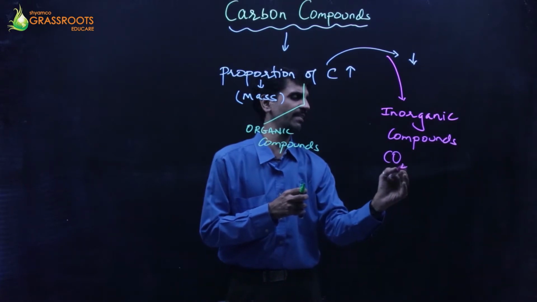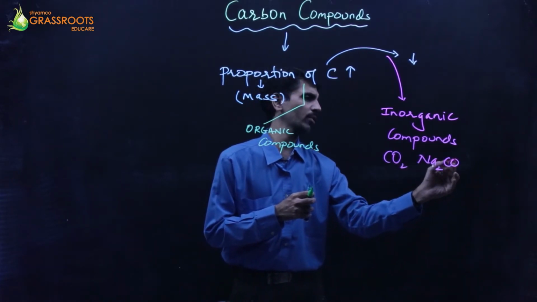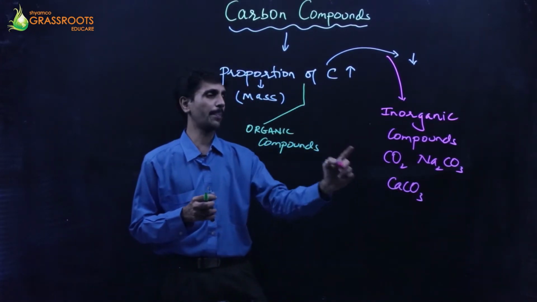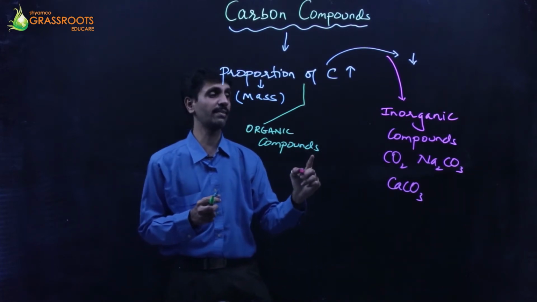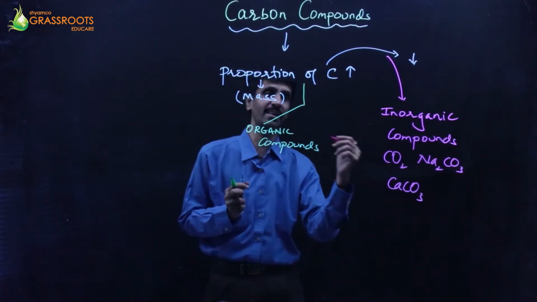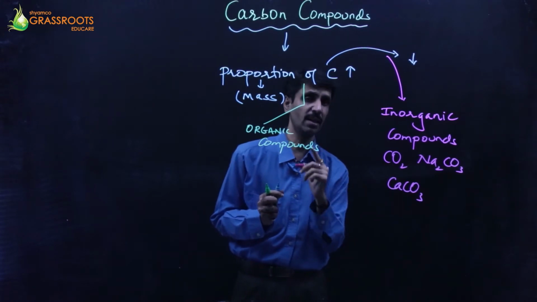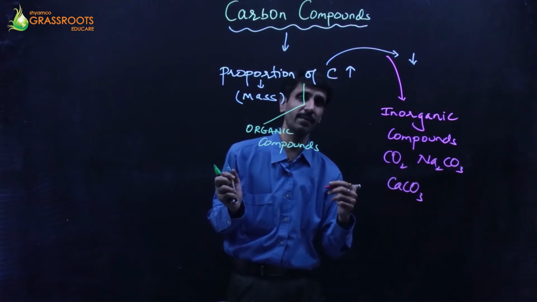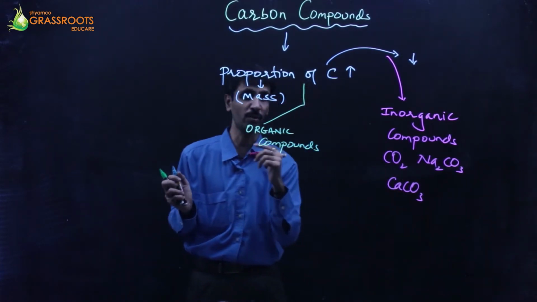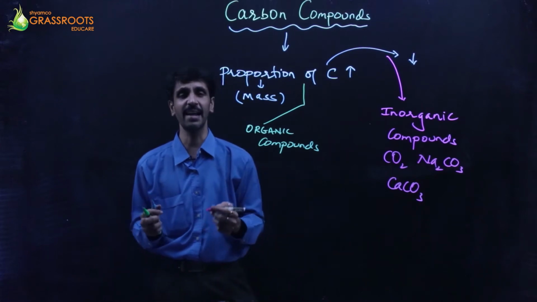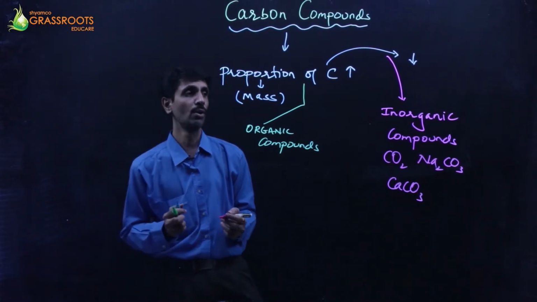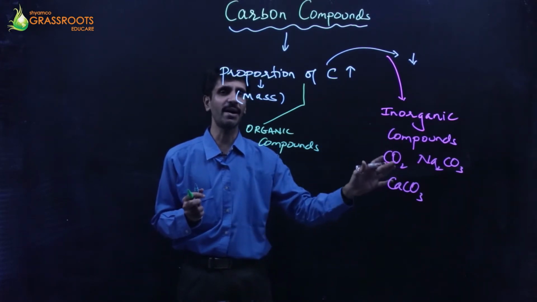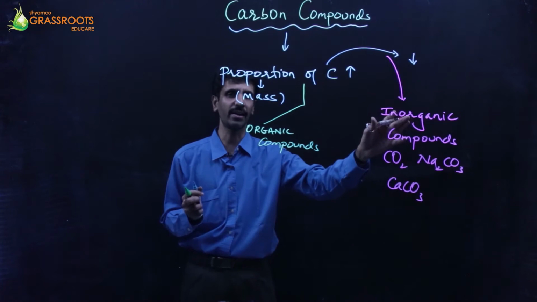For example, carbon dioxide, sodium carbonate, calcium carbonate, all these contain carbon. But their proportion is less, by means of what? Mass. Here carbon is with oxygen, the mass of oxygen is 16, and carbon's own mass is only 12. Here it is with sodium, and the mass of sodium is 23. Here it is with calcium, and the mass of calcium is 40. So in spite of the fact that these compounds contain carbon, because the mass is less, they come under which category? Inorganic compounds.